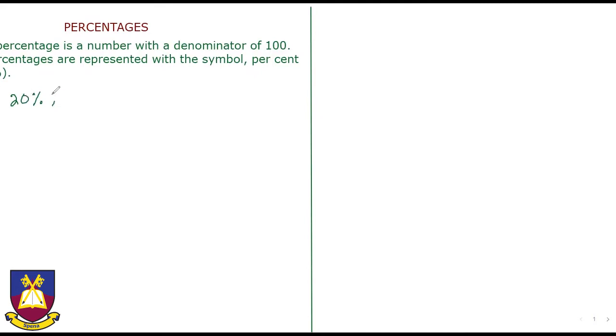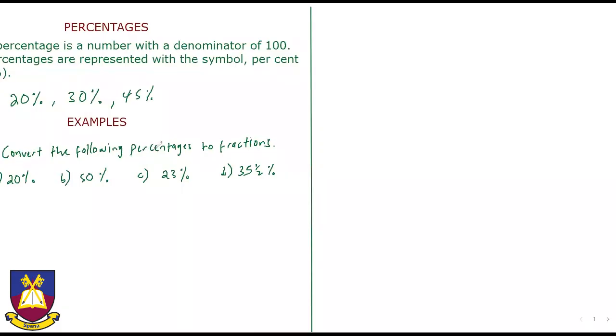This is a percentage. We could have 30%. Could have 45%, and so on. All these are percentages. These are numbers whose denominator is 100. Let's look at some mathematics relating to percentages.